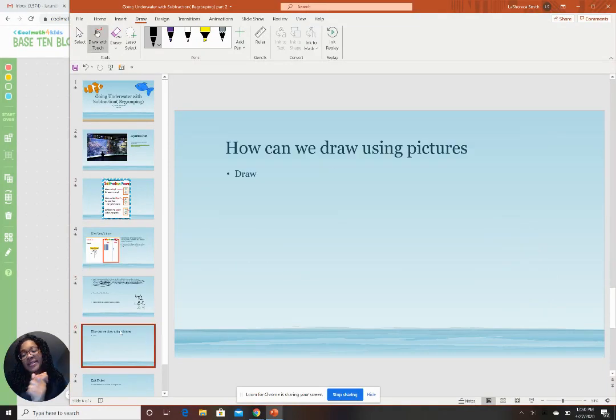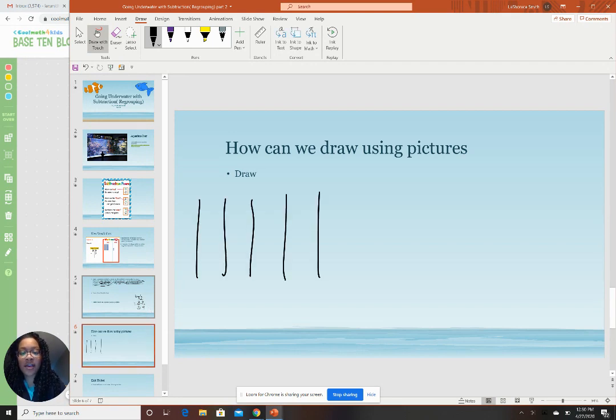So if you don't have base 10 blocks at home and you can't figure out how to get on the online base 10 blocks, how can you draw using just a picture? So I'm going to show you how you can draw base 10 blocks and ones so that you don't have to always have those at your hand. Okay, so if we have 72, I'm going to draw 7 tens. 1, 2, 3, 4, 5, 6, 7, and 2 ones.